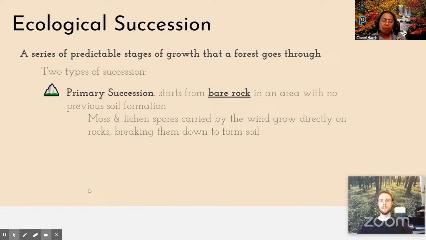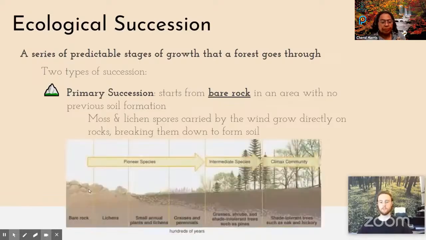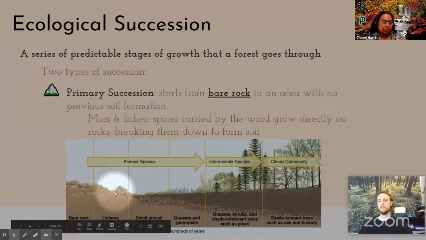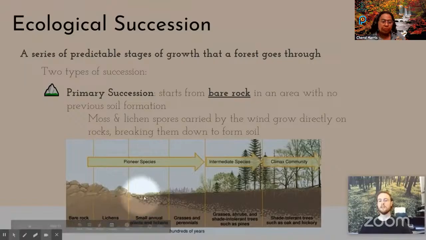grow. And so if we look at a diagram, what we'll see here is that we start with this bare rock. Then as the wind carries in those seeds, the moss and the lichen are able to colonize or start growing on the rock. That breaks the rock down into smaller bits and eventually forms soil over time.